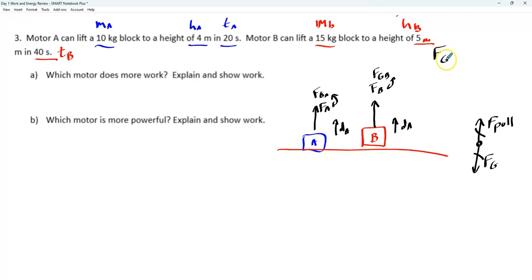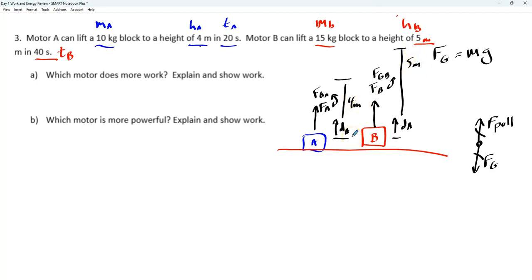And we've already established in this unit that the force of gravity is just m times g. So we're going to use that. The distance that we're lifting it, that's going to be the height. So this first distance of A is 4 meters. B goes up further, so B goes up 5 meters.